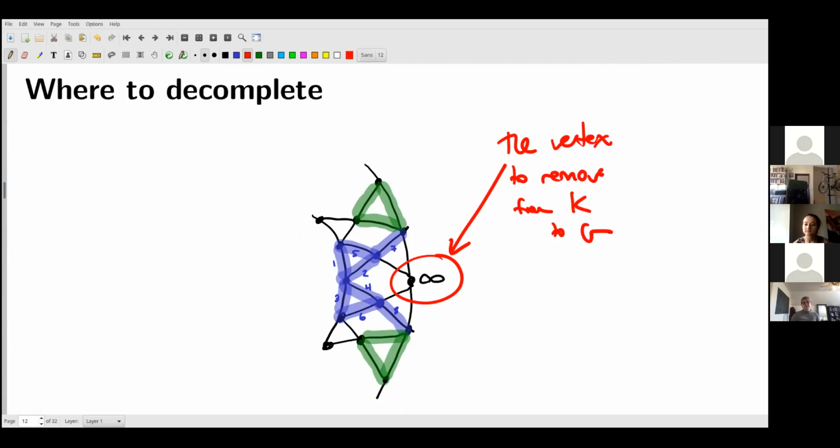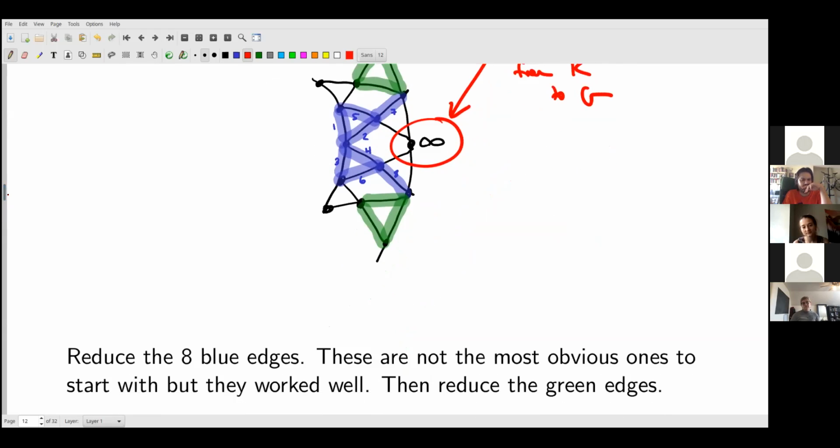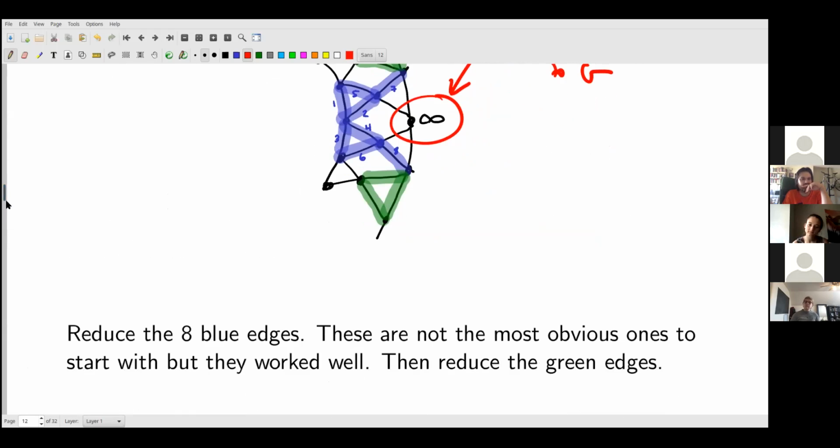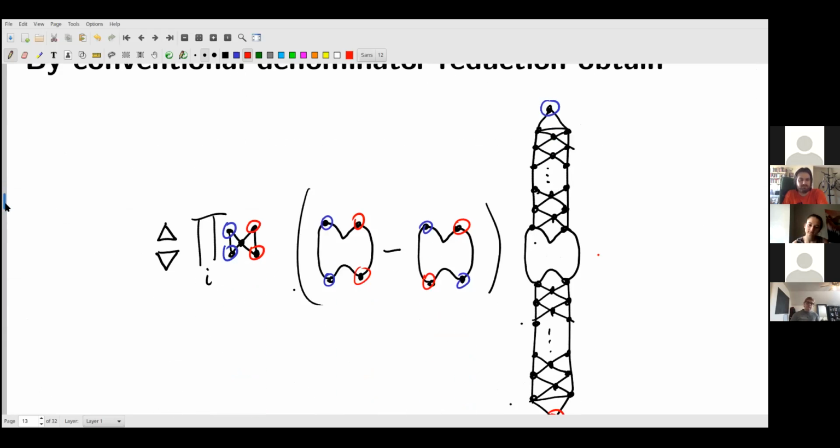Okay. And now we had this denominator reduction process. And I told you could always do 5 edges. And then if things factored, you could keep going. And so in this particular case, I can start by doing these edges. So I do the 5 edges, 1, 2, 3, 4, 5. And then it turns out that it factors appropriately to also do 6, 7, and 8. And then after that, in fact, it also factors so that I can do the 6 green edges. These are not maybe the most obvious ones to start with, but they work well. So I'll reduce these green edges next. When I talk about reducing an edge, I mean use the denominator reduction algorithm. So then by conventional denominator reduction, you obtain the following picture.